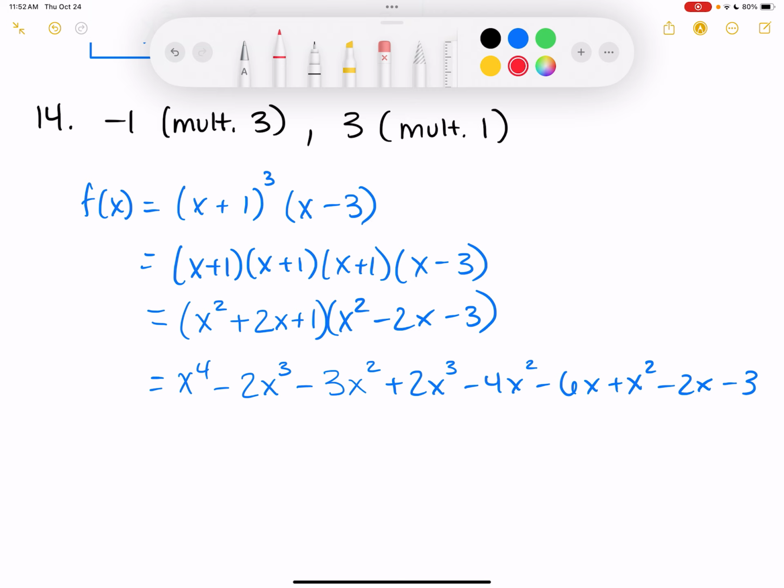Combine like terms, but I'm going to cancel some stuff first that I can. So this negative 2x cubed and plus 2x cubed cancel. I don't think anything else cancels completely, so I'll have x to the 4th. X cubed terms are all gone. X squared terms, that's going to give me a negative 6x squared minus 2x minus 3.